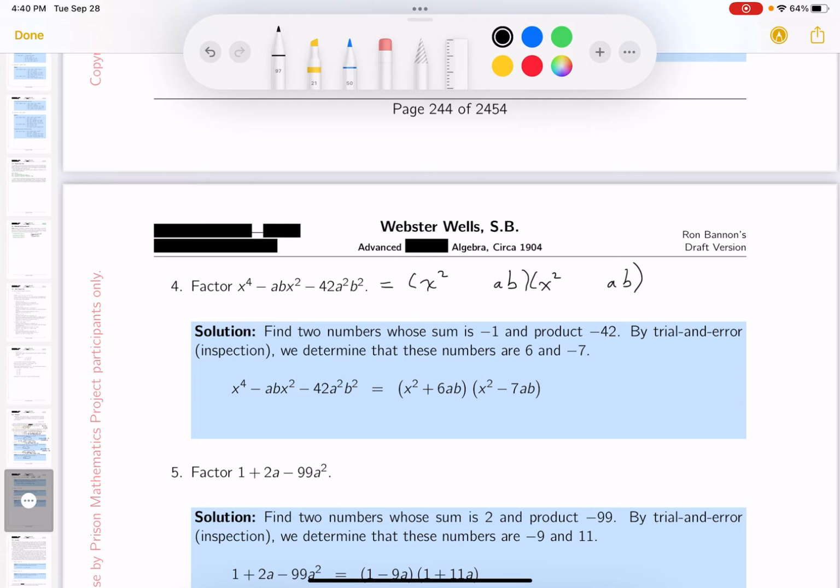So what do I need? I need two numbers that, when added together, give me -1. And I need two numbers that, when multiplied together, give me -42. That's a challenge, isn't it? Let's take a look at that.